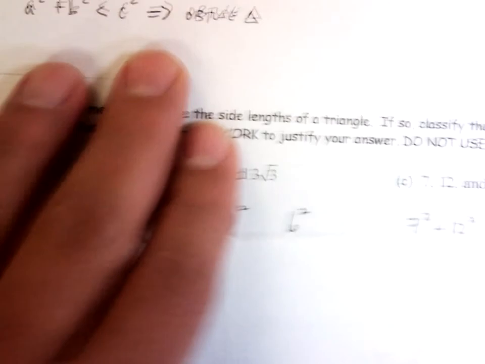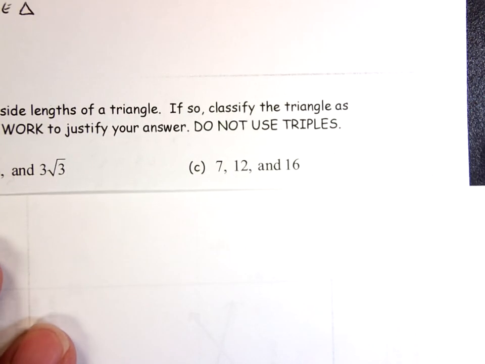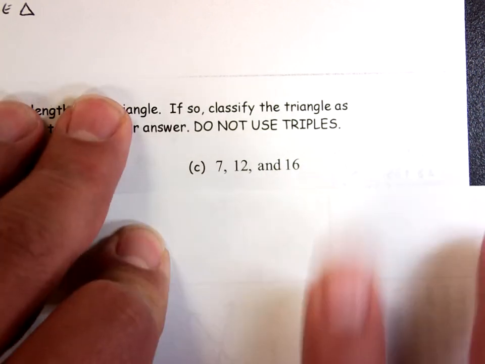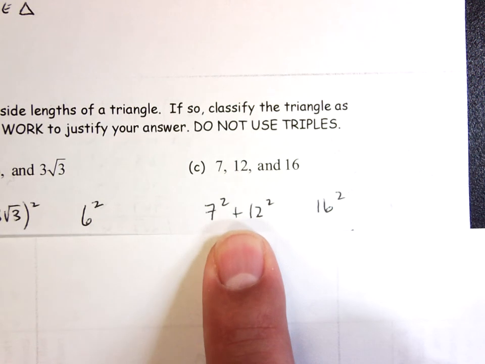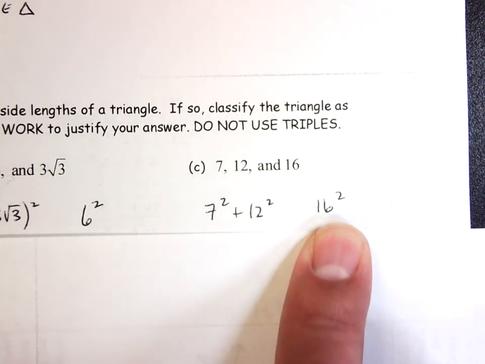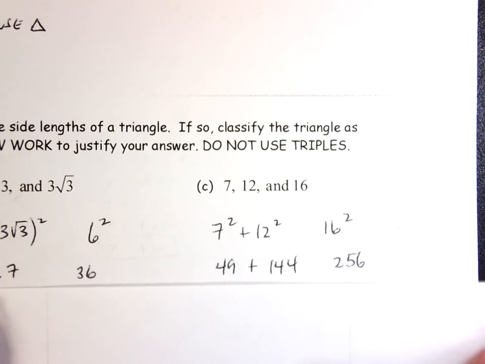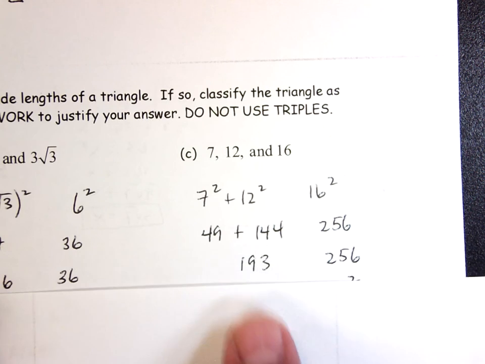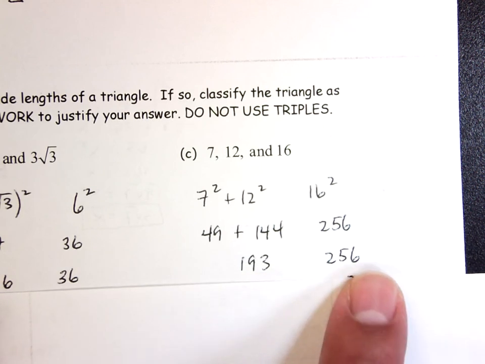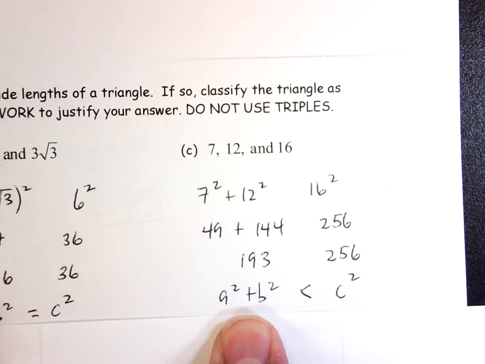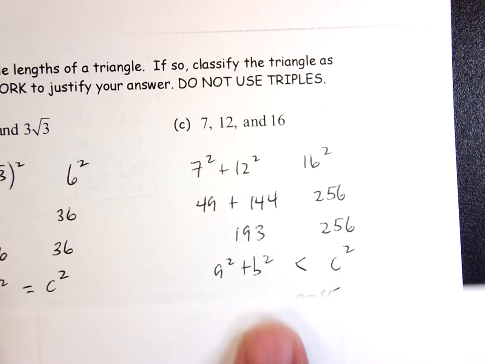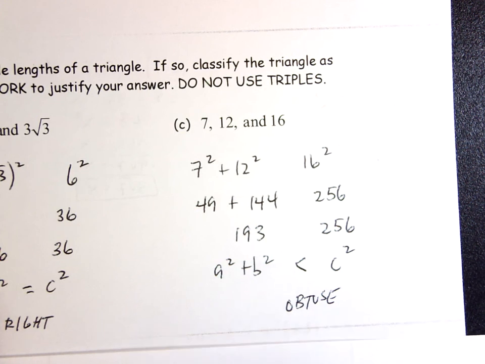And the last one, 7, 12, 16. Again, the 16 has to be my hypotenuse. It must be my c. It's the biggest side of the triangle. So I take my a squared plus b squared over here, and I take my c squared over here, and I'm trying to figure out what is true about these things. Which means that 49 plus 144 is my a squared plus b squared. My c squared is 256. So I have 193 over here, and I have 256 over here. So my a squared plus b squared, which is 193, is less than my c squared, because that's 256. So again, when my c squared is bigger than my a squared plus b squared, it means it's an obtuse triangle. Lots of examples to follow in class.